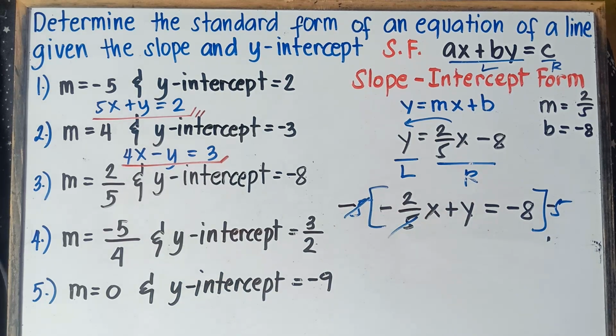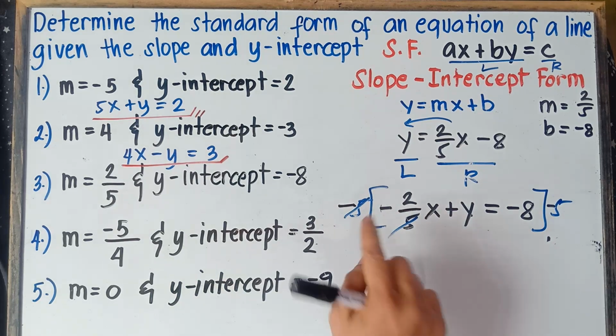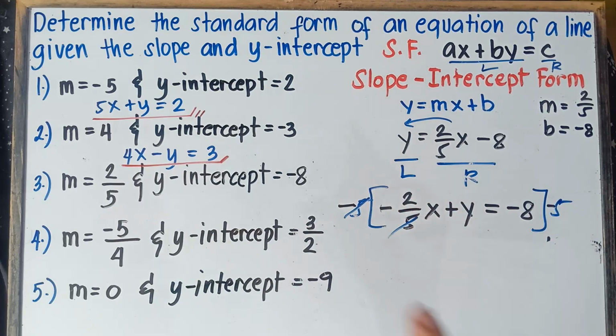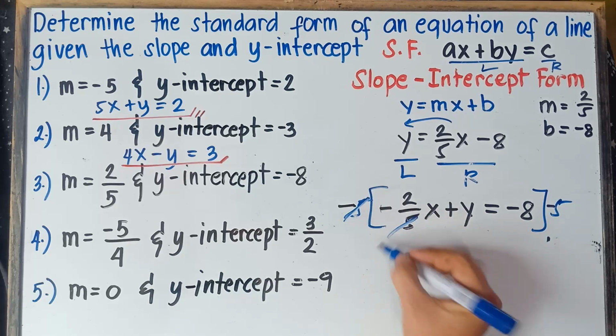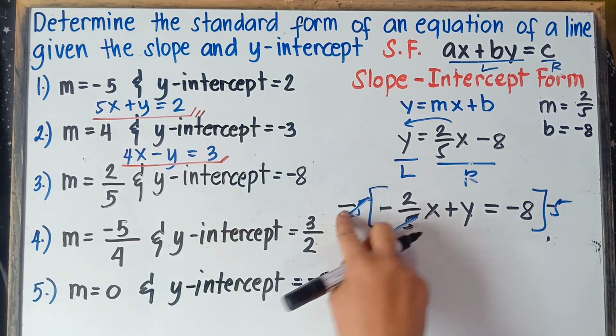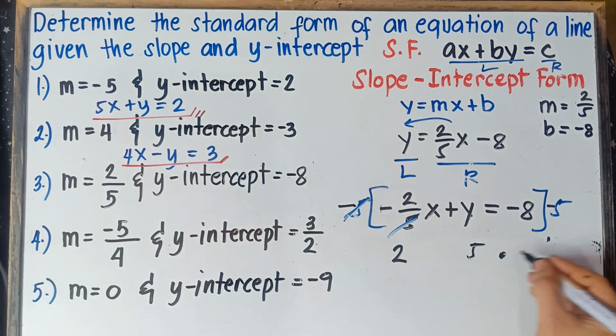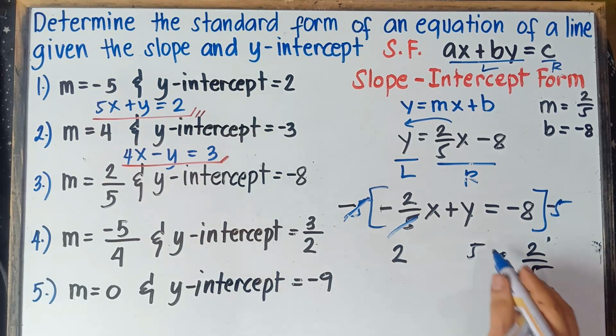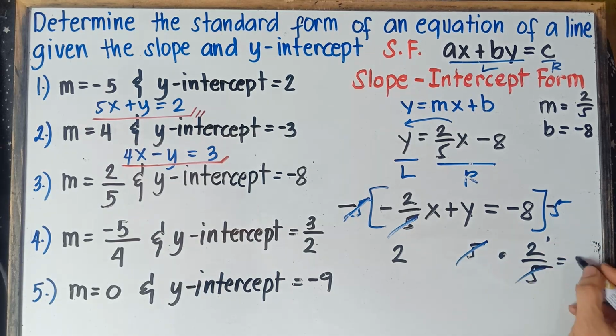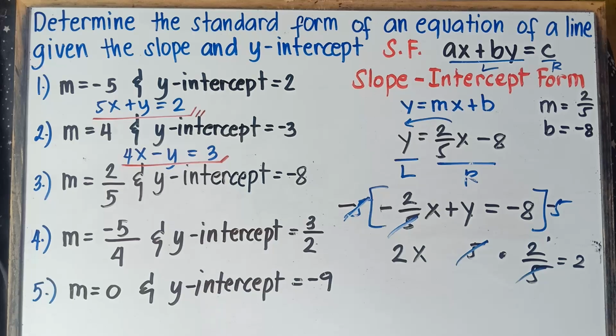Okay, we can cancel this out. We explained that a while ago: 5 multiplied by 2 over 5, the answer is 2. We can simply cancel this out, and then negative times negative would be positive. And 5 times 2 over 5, the answer is 2. We multiplied that a while ago. We can simply cancel it out, and that would be 2. Simply copy x.